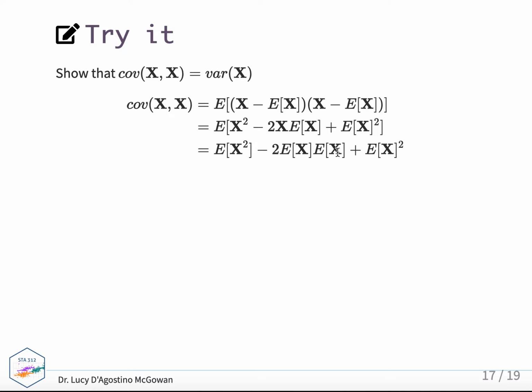And so you'll notice this part here, expectation of x times the expectation of x, this is equal to the expectation of x quantity squared. And so I could replace that here and combine these two final terms and end up with the expectation of x squared minus the expectation of x quantity squared. And this is our definition of variance. So the covariance of x and x is equal to the variance of x.